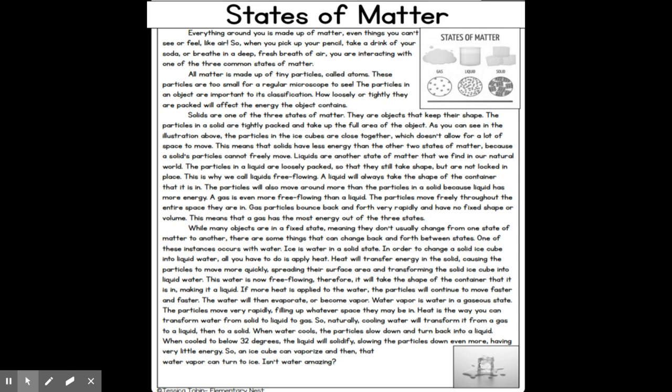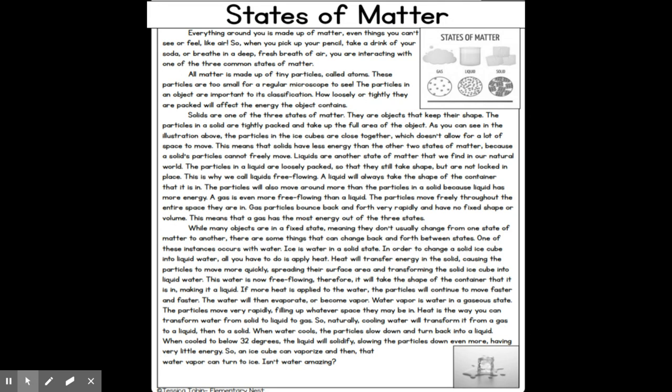While many objects are in a fixed state, meaning that they don't usually change from one state of matter to another, there are some things that can change back and forth between states. One of these instances occurs with water. Ice is water in a solid state. In order to change a solid ice cube into liquid water, all you have to do is apply heat. Heat will transfer energy in the solid, causing the particles to move more quickly, spreading their surface area and transforming the solid ice cube into liquid water.